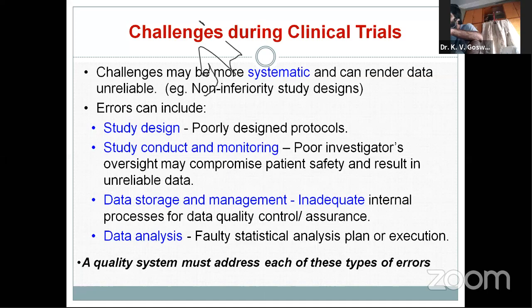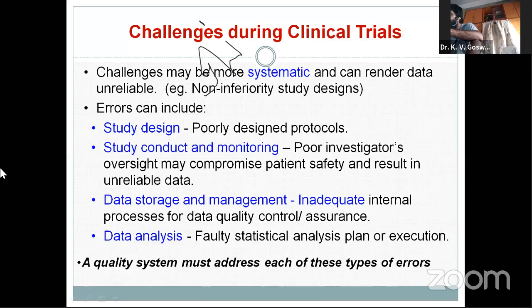So as you see, then again, it takes a longer period of time. Therefore, it is really important that the protocol design is done accurately or appropriately, and the clarity is in there. And then the other errors come due to the study conduct and monitoring. The clinical investigator sometimes does not provide enough oversight. They rely on the monitors or they rely on the co-investigators. So that might lead to compromising the patient's safety, and also it can result in unreliable data.